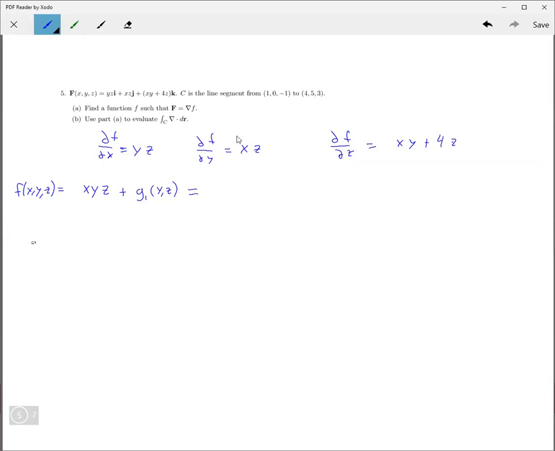Okay. What about this one? What can give me this? Just add a y. Yeah, so xyz, right? But then I'm going to have another function in x and z. Now what can give me this? When I take the partial with respect to z. Just focus on this one. Is xyz, right? And what about this one?